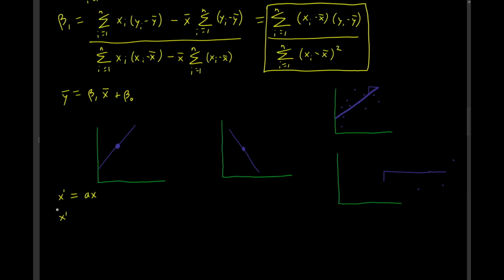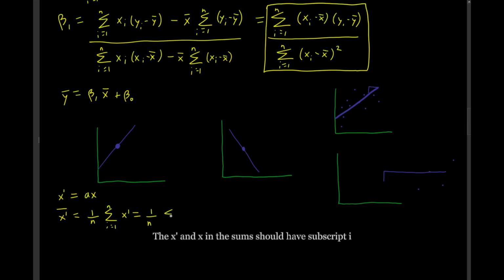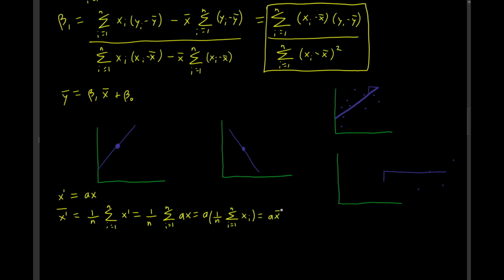x prime bar is 1 over n times the sum of all the x primes. And if you plug in ax, you get this. So x prime bar is just a times x bar, which makes sense. The mean number of decimeters would just be 10 times the mean number of meters. If we plug this into the formula for beta 1, we get this. So here I'm just replacing the xi and x bar with x prime and x prime bar, which happen to be a xi and a x bar.